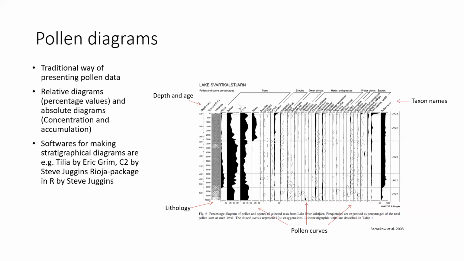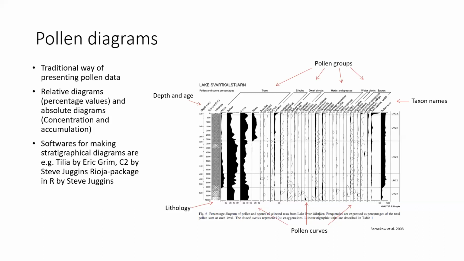Then usually at the top you have the name of the taxa. So basically here you have Alnus, Betula, Pinus, Picea. So basically different trees, and usually they can be grouped by different pollen groups. So it can be divided first, for example, into trees, then shrubs, then herbs and grasses, and so on.